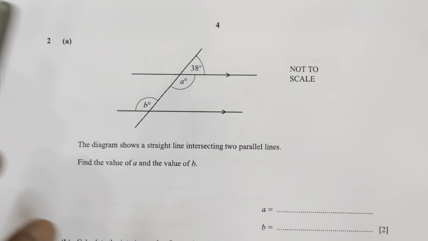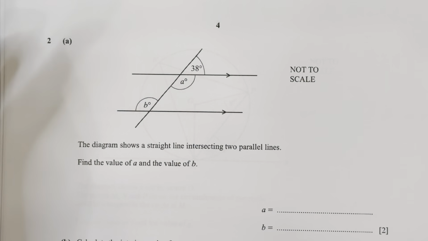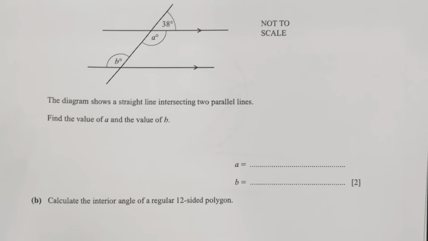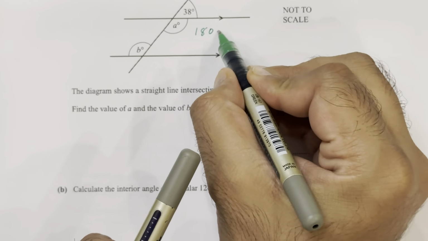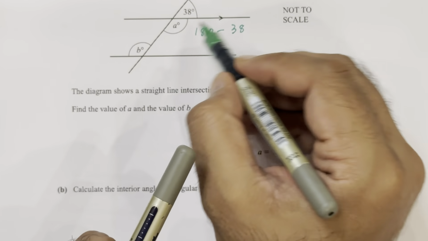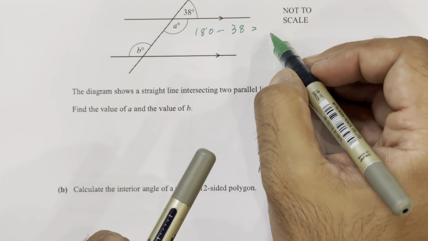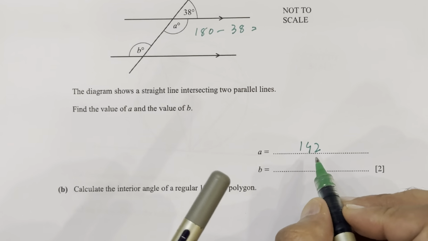Moving to question number 2. Question number 2 is from the topic of angles. The diagram shows a straight line intersecting two parallel lines. Find the value of A and B. This is a simple question. You can get the value of A by subtracting 180 minus 38, because angles on a straight line are supplementary, or the angle on a line should be equal to 180. 180 minus 38, you get the answer that is equal to 142.